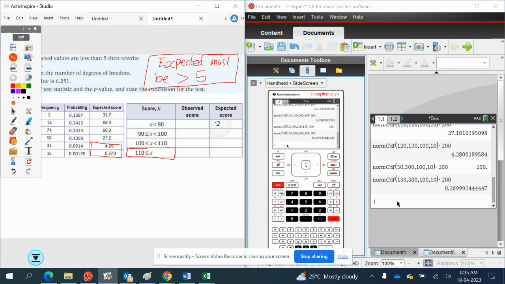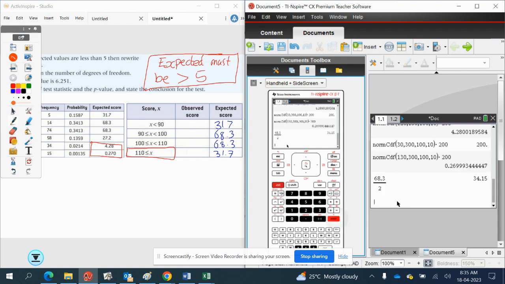And then we're going to get 31.7, 68.3, 68.3, and 31.7. You should remember these values, 68.3. That's because I'm timesing by 200. If I had times by 100, you see it as being this 34.1, which is the percentage within one standard deviation of the mean, one of the standard values for the normal distribution. So these are expected values.